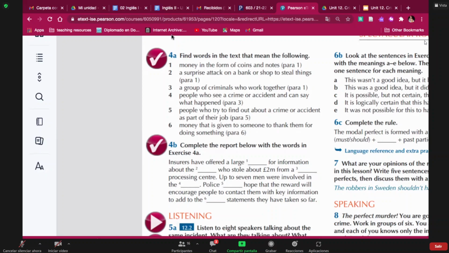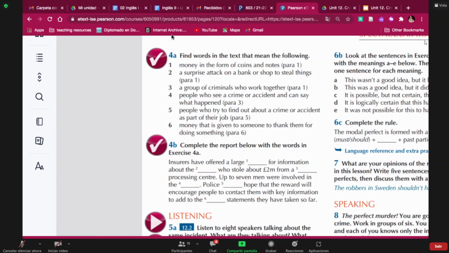My teacher, this, maybe, I don't know. But read the meaning of number 5, please. People who try to find out about a crime or accident as a part of their job. Investigator. Exactly, an investigator, because investigators are the people who try to find out about a crime or accident as part of their job. This is what they do as a job. Okay, good, thank you. Number 6, please, Carla.